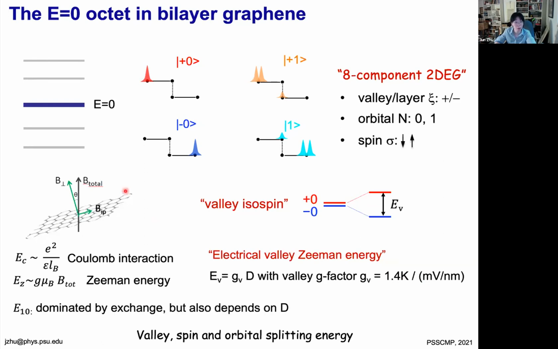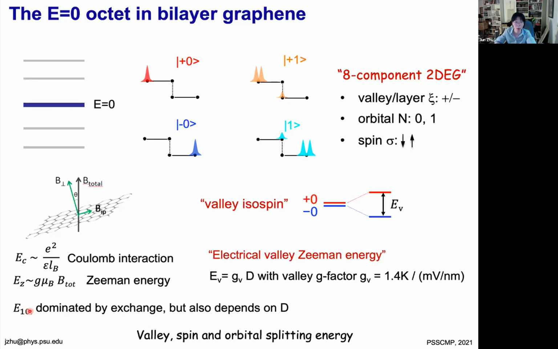There is also, in fact, an exchange, the E10, right? In the simple model I just showed you, they're degenerate. The moment you turn on interaction, exchange splits that. It is, in fact, very difficult to calculate from the theoretical viewpoint.